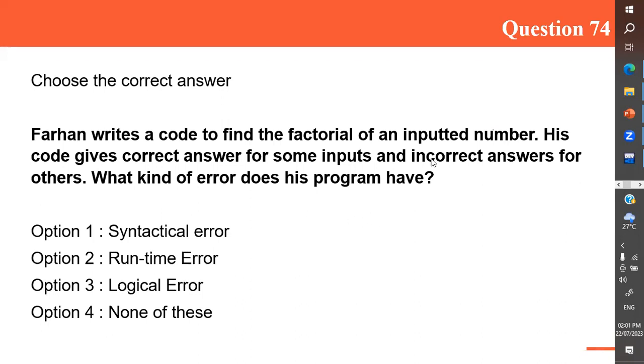Now, what is a logical error? For some inputs, it will give the correct answer. For some other inputs, it will give an answer, but a wrong answer. In that case, it is a logical mistake. Very simple, right? That is called a logical error. Output will be given, whatever it may be. If there is no output and the program is terminated for some cases, that is a runtime error. So that's the difference between compile time errors, logical errors, and runtime errors. Remember that difference. So the answer is logical error.